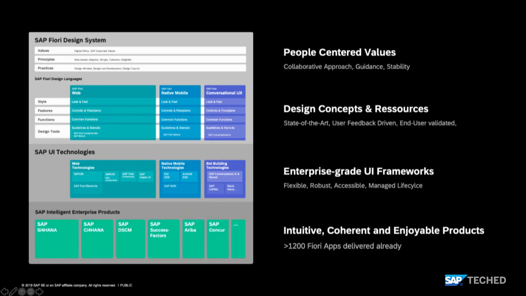And then in the upper part, you can see those three boxes: the design language for web, for native mobile applications, and for conversational user experience. It's all in this design system umbrella, but we have distinct languages in order to optimize for the given environment.